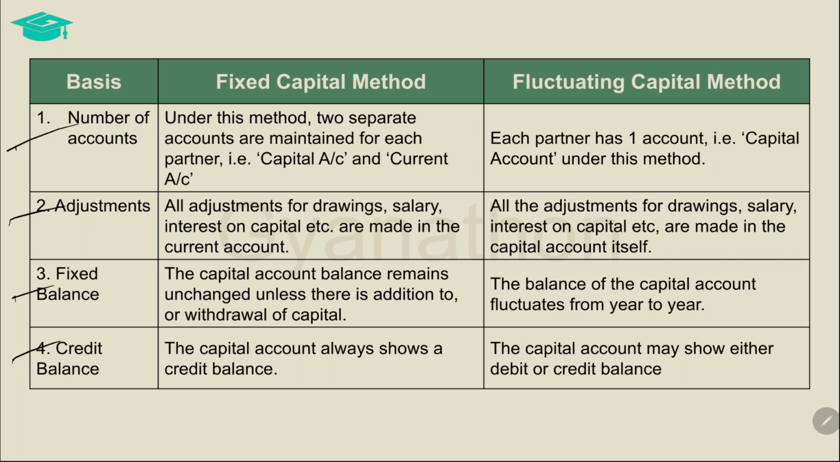The fourth basis of differentiation is whether the partner's capital accounts hold a credit or debit balance. Under the fixed capital method, the capital account will always show a credit balance, whereas under the fluctuating capital method, the capital account may show either a credit balance or a debit balance, depending upon the adjustments that have been effected in the capital account. So these are the differences between the two methods of maintaining capital accounts of partners.